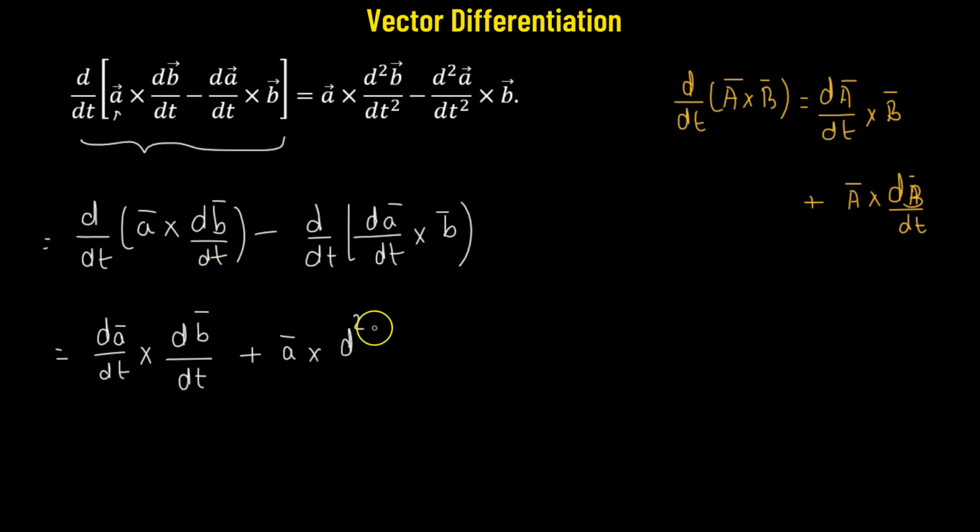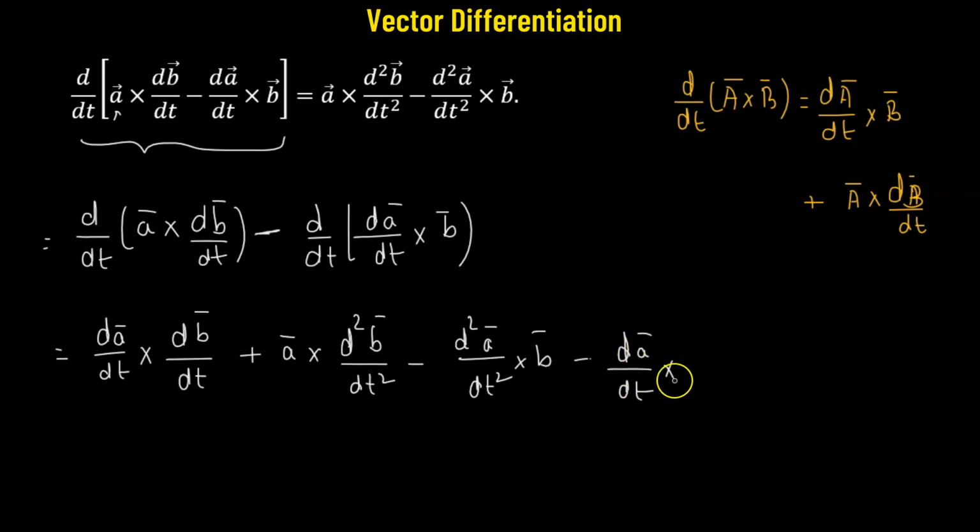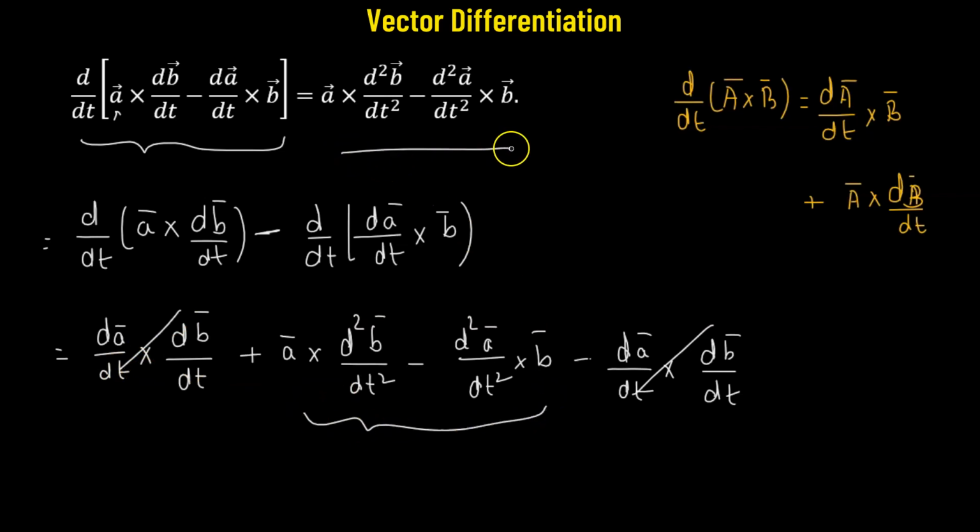That's actually the second derivative of B with respect to t, minus, now we again apply the derivative of the cross product. This becomes the derivative with respect to t of the first derivative of A, so we have the second derivative of A with respect to t crossed with B, minus, the minus coming because we have a negative sign here, the derivative of A with respect to t crossed with the derivative of B with respect to t. Luckily, the first term and the last term cancel out and this leaves us with our result, hence proved.